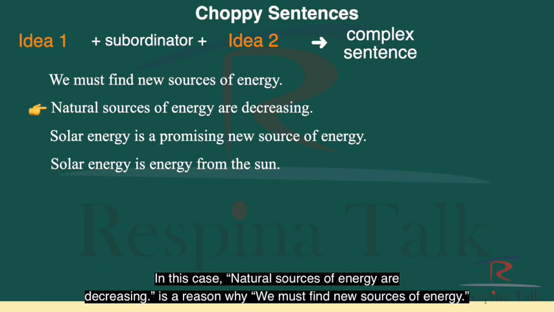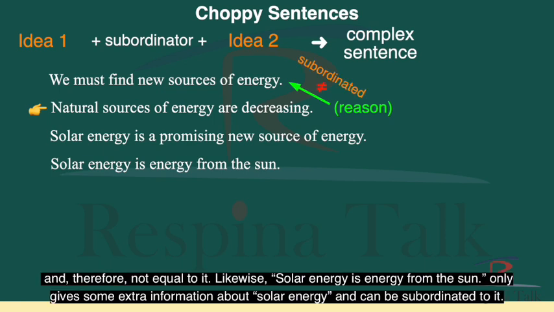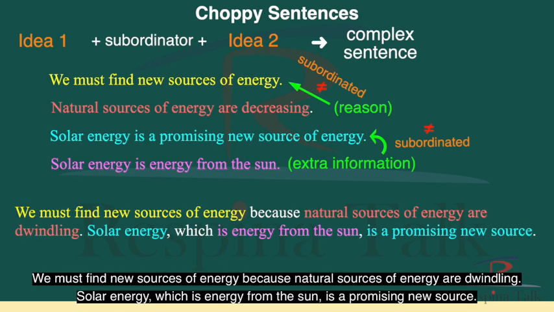In this case, "natural sources of energy are decreasing" is a reason why we must find new sources of energy, and therefore not equal to it. Likewise, "solar energy is energy from the sun" only gives some extra information about solar energy and can be subordinated to it. So look at the corrected version now. We must find new sources of energy because natural sources of energy are dwindling. Solar energy, which is energy from the sun, is a promising new source.